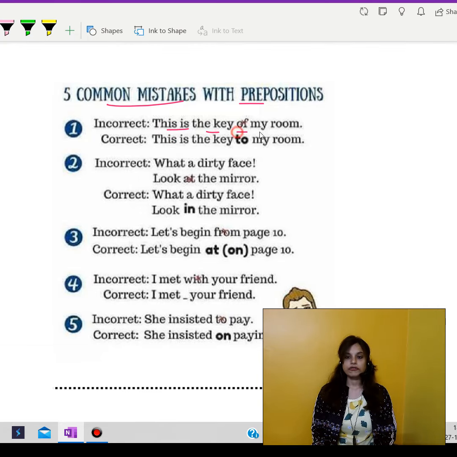This is the key of my room. No, this is the key to my room. All right, so "to" is the correct preposition over here.